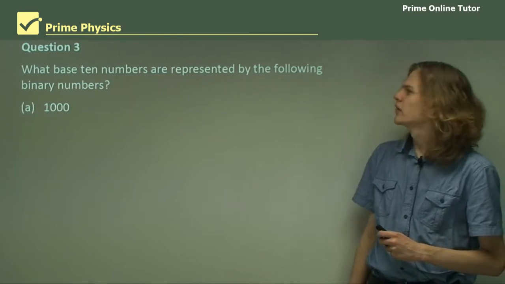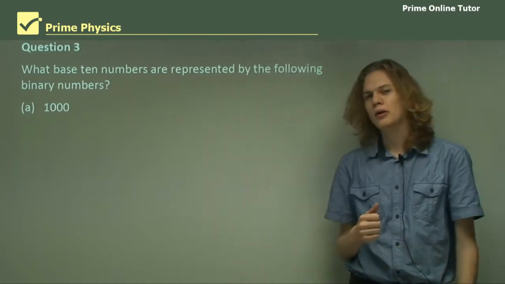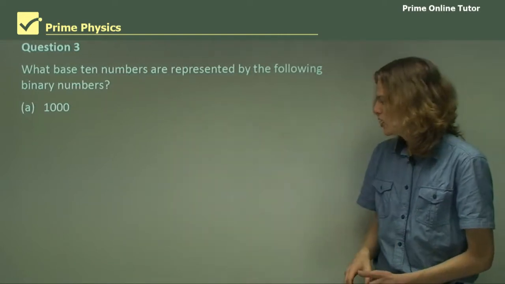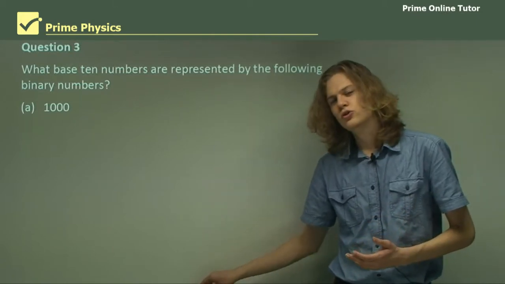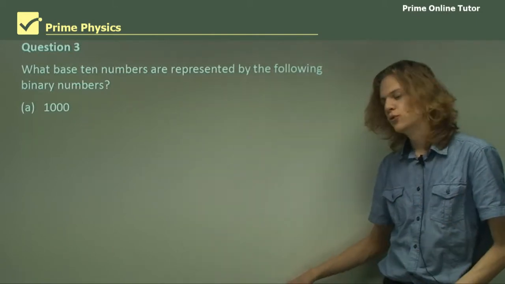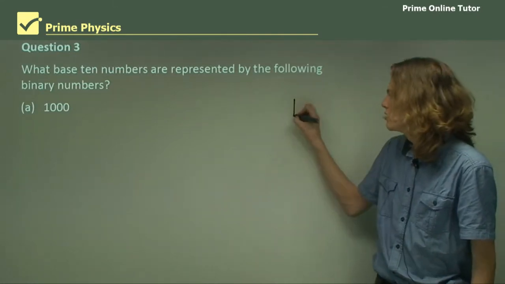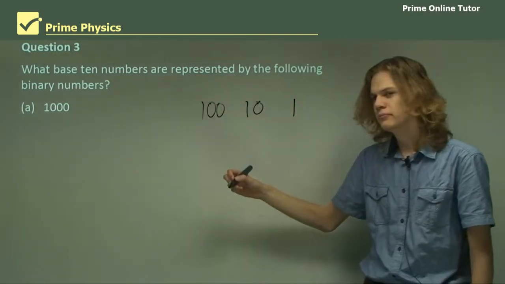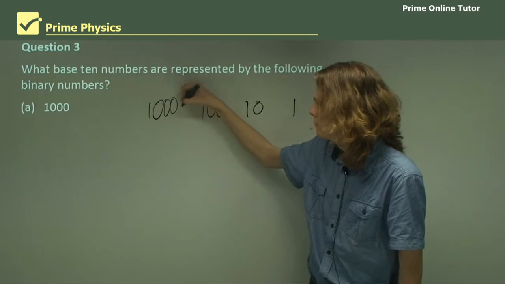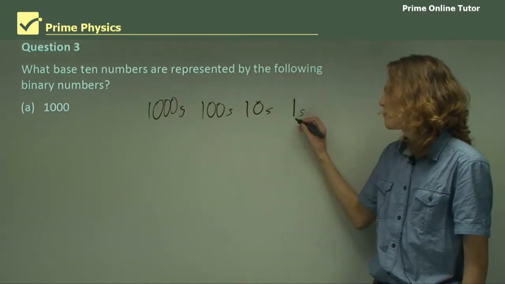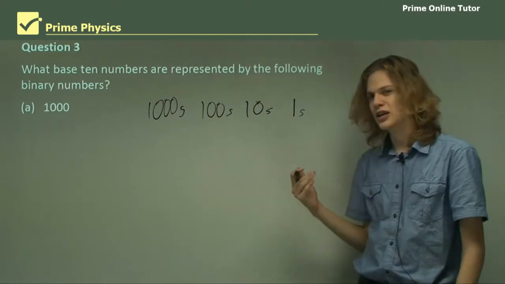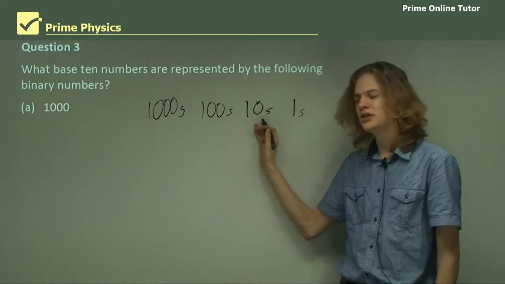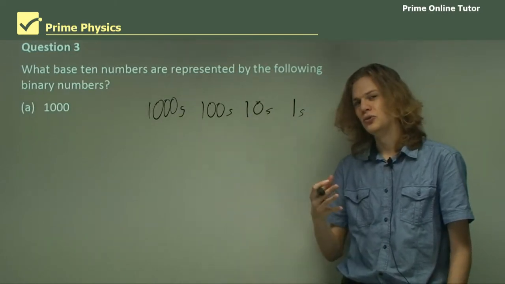Question 3. What base 10 numbers are represented by the following binary numbers? We'll start off with 1000. Now, when we're using base 10 numbers, we talk about the columns for each digit, right? We have the ones column, the tens column, the hundreds column, and the thousands column, right? Now, in base 2, the numbers look just the same, except this is not 10, this is 10 base 2, which is going to be a 2.